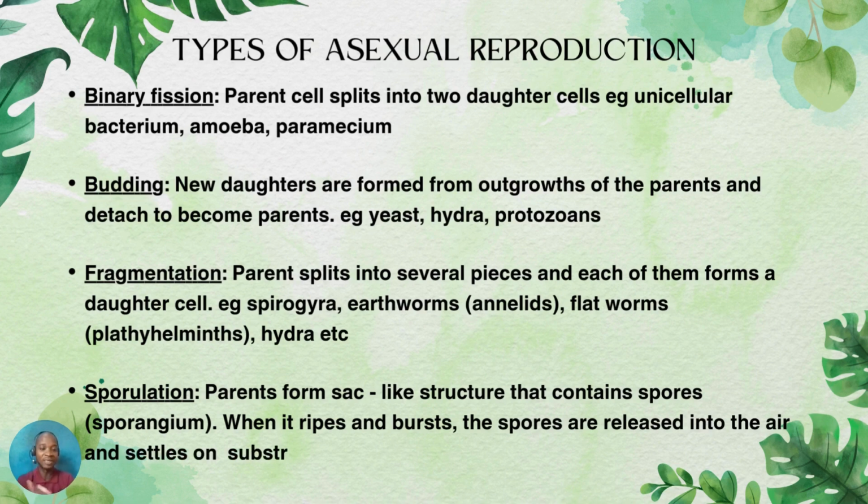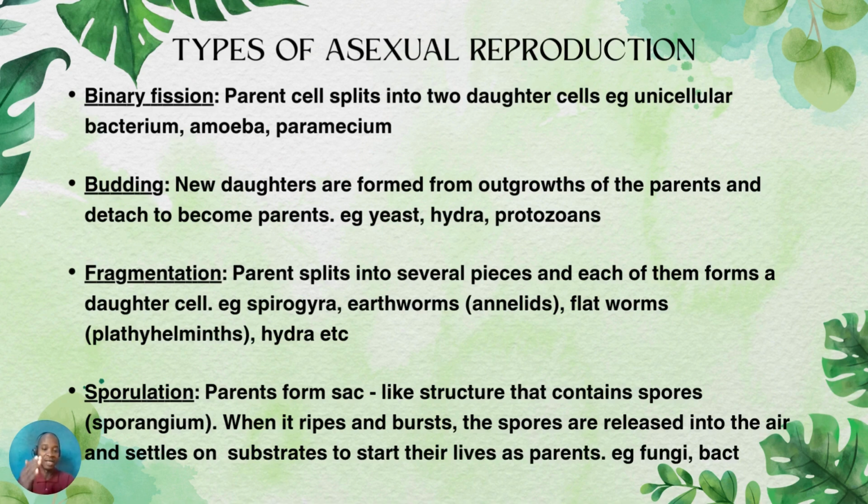Fragmentation. In fragmentation, the parent is broken, split into several bits. Then each of those bits forms a distinct daughter cell. So examples are found in Spirogyra, earthworm, annelids, flatworms, platyhelminths, okay, the hydras, etc.